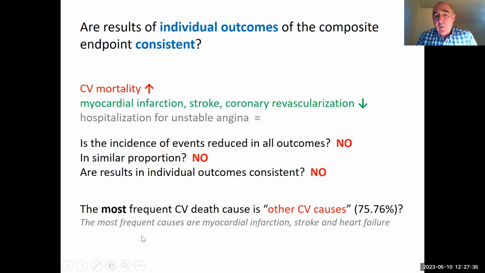In the New England publication, you can also read that the most frequent cardiovascular death cause was other causes, and this accounted for almost 76% of deaths. And this was really rare too, because most people die of myocardial infarction, stroke, and heart failure when it comes to cardiovascular causes.